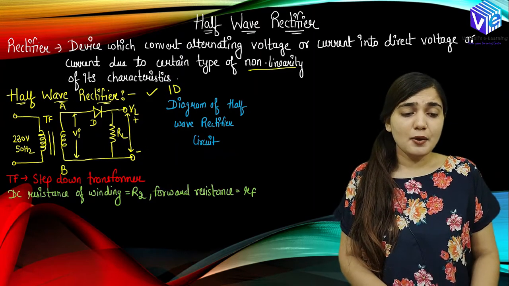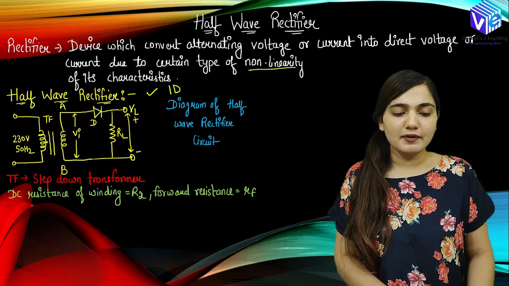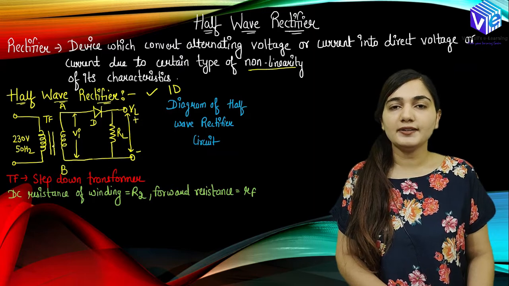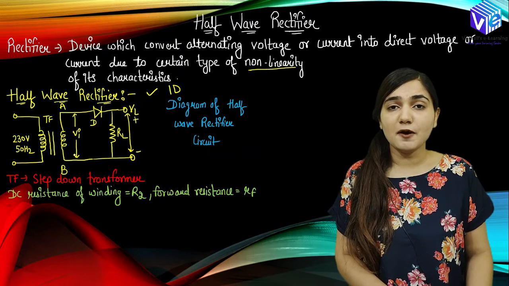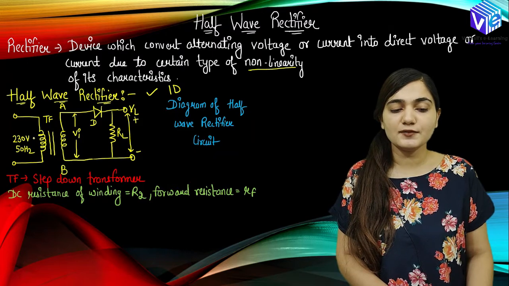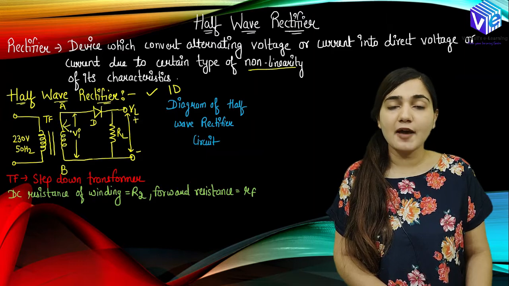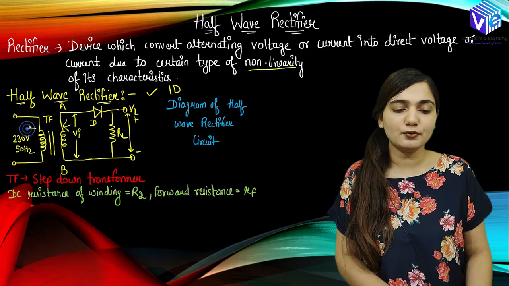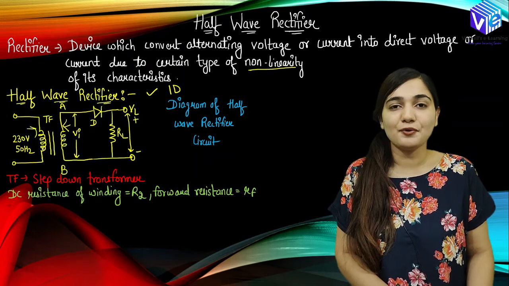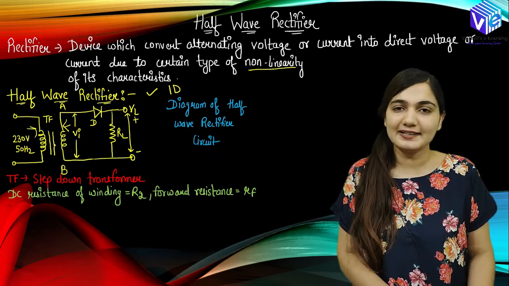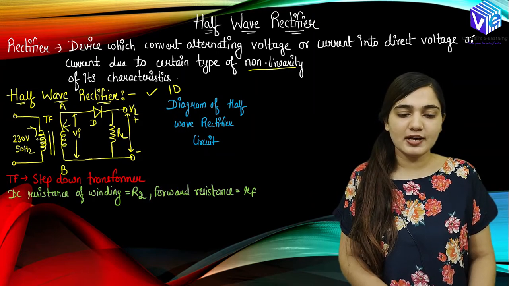You can see we have a 230 volt, 50 hertz supply to the given transformer. Here the transformer is a step down transformer. What is the step down transformer doing? It reduces the voltage at the output. So at this terminal I will have much less voltage compared to this terminal, because if 230 volt goes to the diode, it will get damaged. To protect it from damage, I will be using a step down transformer.